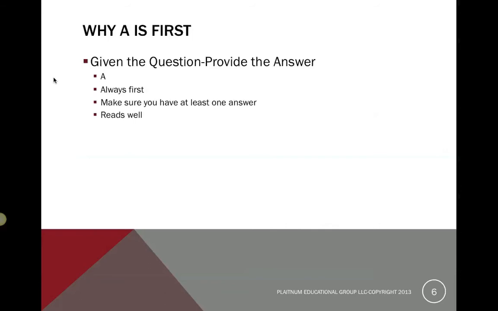Clearly that doesn't sound appropriate. So whenever you write a question, you write the answer first. That's letter A. Then you write B, C, and D, and then you mix them up. We'll talk about how you go about mixing them up shortly. Also, by writing the correct answer first, you make sure that the stem and that choice read well. So it'll make sense grammatically, it'll make sense logically, etc.